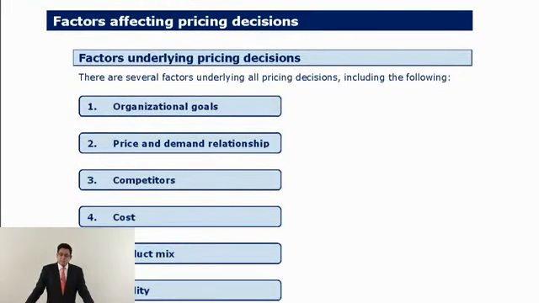Organizational goals. Whether the organization wants to generate more profit or less profit, because there is a nature of organization as well. Some organizations are more into profit motives and some are less into profit motives. Some organizations are meant for social purposes and some are meant for profit purposes. So that's the internal policy of the organization to decide what level of profitability they want.